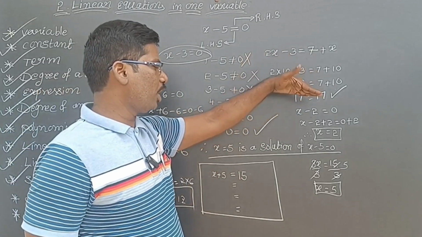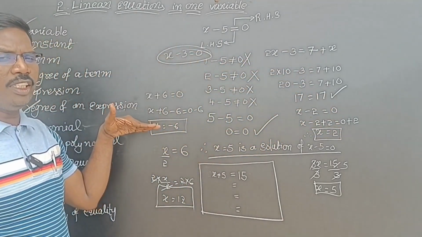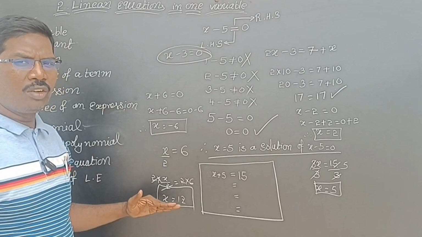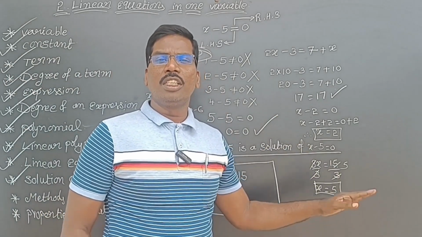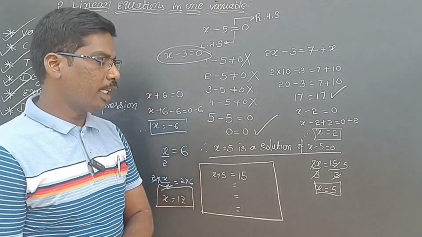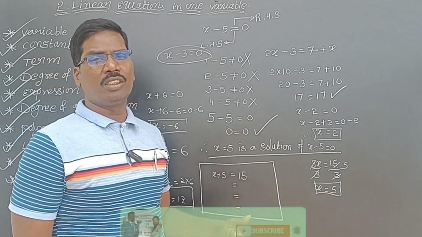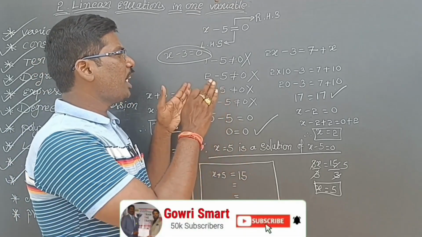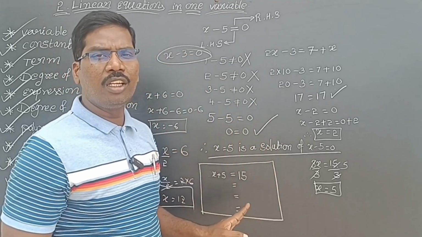So what I am doing here: adding the same number on both sides, subtracting the same number on both sides, multiplying the same number on both sides other than 0, and dividing on both sides other than 0. These four methods are concluded in only one method, which is called transposition. Transposition means what? Whatever the equation is, I am keeping that equation the same, not doing anything.